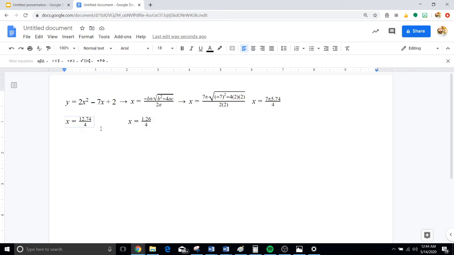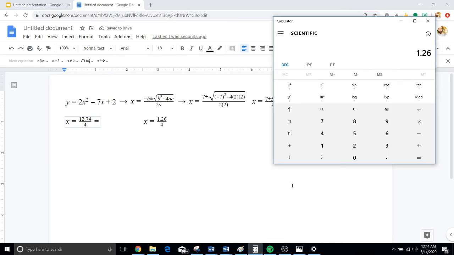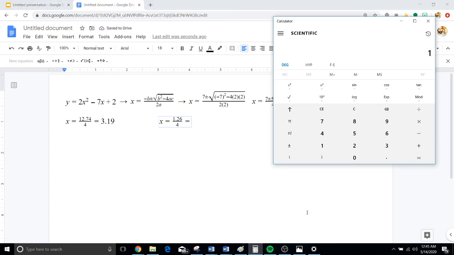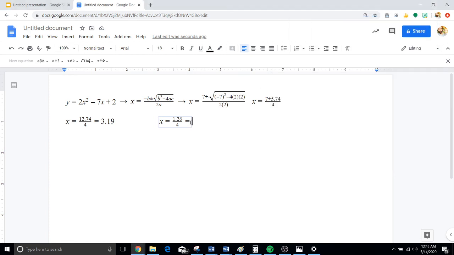Let's start with the first one. So 12.74 divided by 4 is going to give us 3.185. Let's call it 3.19. All right, for the second one, 1.26 divided by 4. 1.26 divided by 4 is approximately 0.32. So let's call that 0.32.